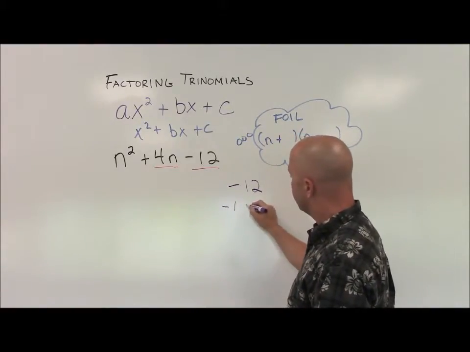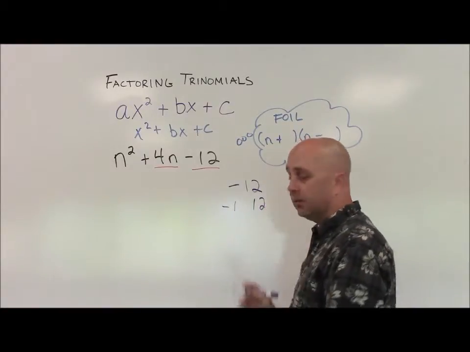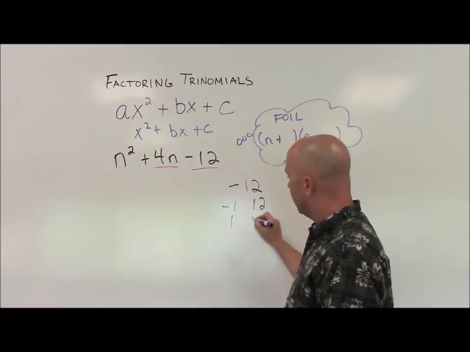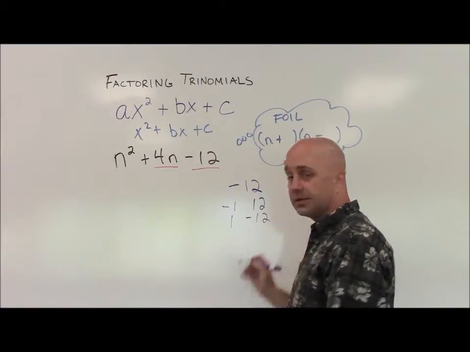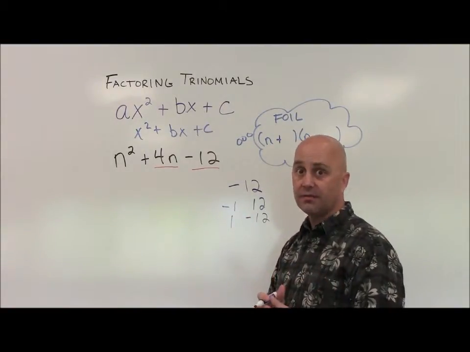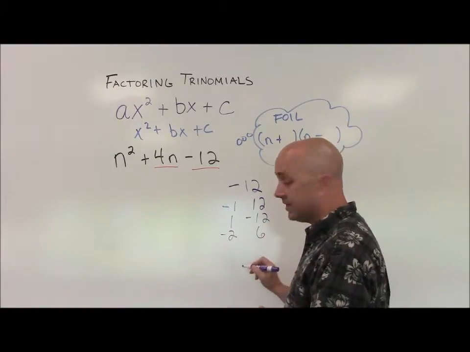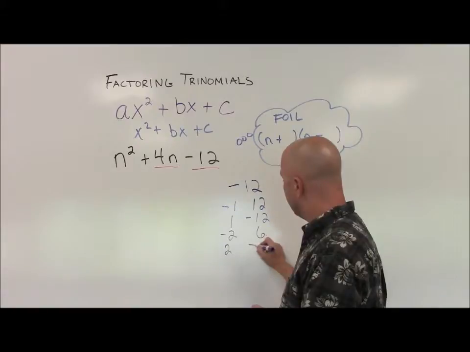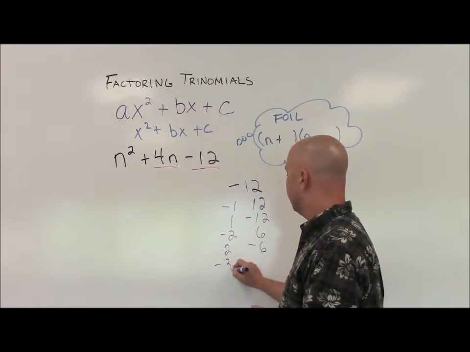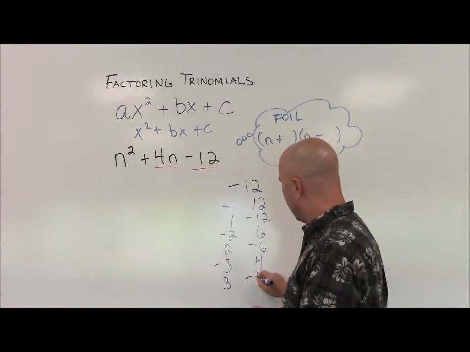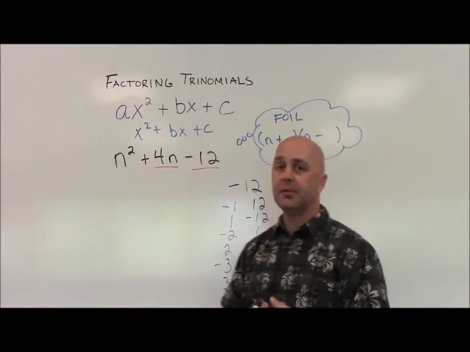Negative 1 times a positive 12 would give me negative 12. But likewise, a 1 times a negative 12 will also yield a product of negative 12. Then negative 2 and positive 6, positive 2 and negative 6, negative 3 and positive 4, positive 3 and negative 4. Now all of these will multiply to negative 12.